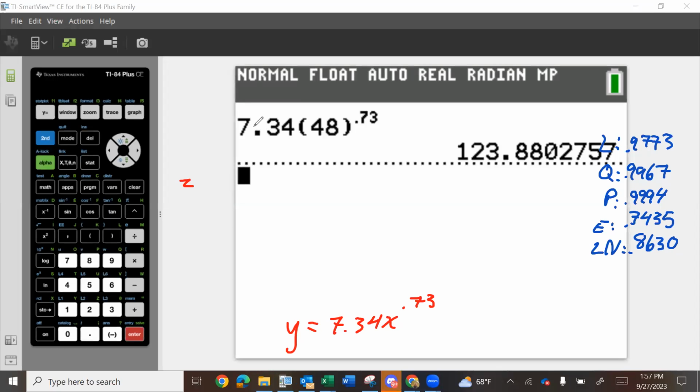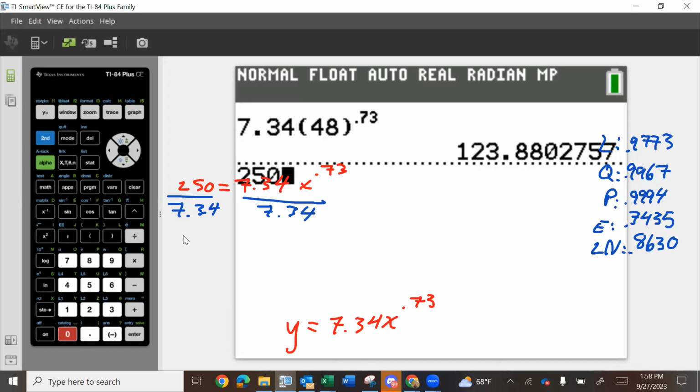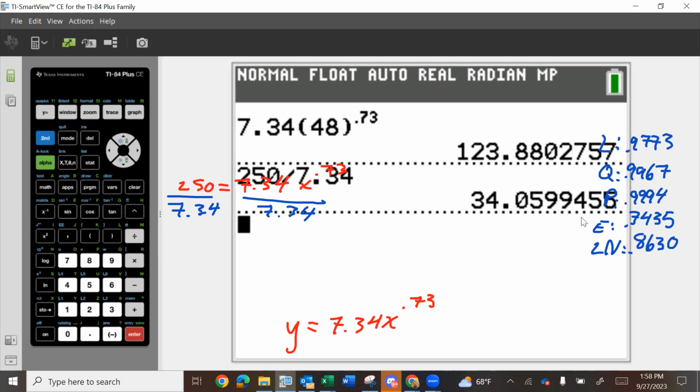Okay, so 250 for y is 7.34x to the 0.73. So I'm going to divide by 7.34, just like we learned in chapter 3. So we're going to go 250 divided by 7.34, and we get 34.06.